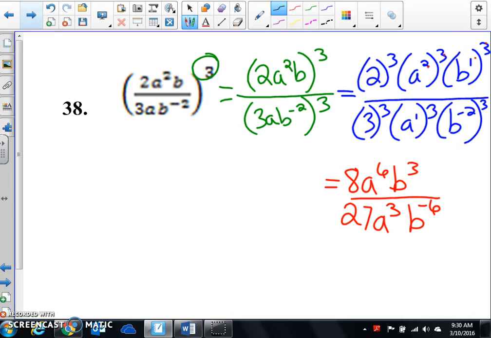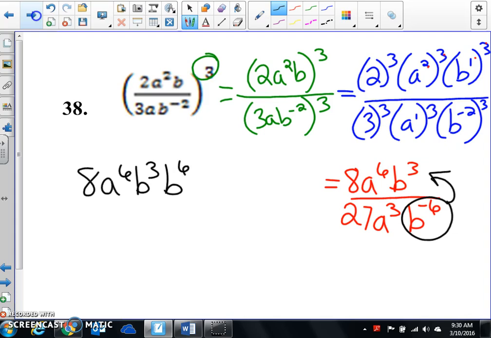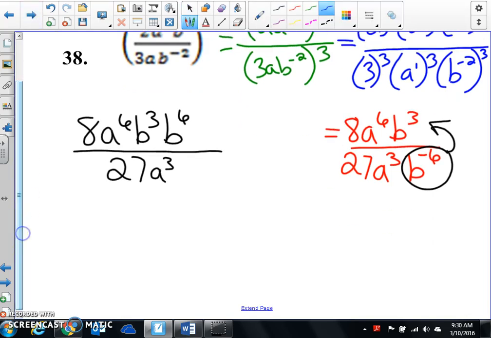Now, I have this negative exponent, so I need to move him to the opposite side. So I have 8, a to the 6, b to the third, b to the 6, because I moved it up, 27, a to the third. All right, so let's go ahead and start by combining our b's. I add my exponents, so 3 plus 6 is 9.